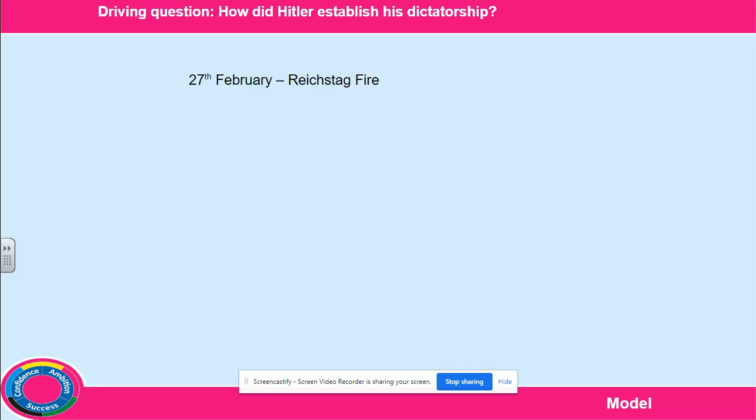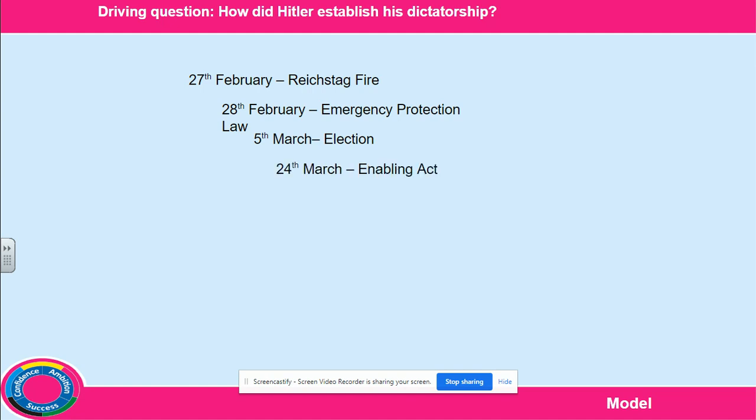The first event is the Reichstag Fire, where the German parliament burned down. The communists were blamed for the fire and Hitler was able to ban them. Due to the Reichstag Fire, Hitler was able to ask Hindenburg for emergency powers, allowing him to deal with Germany's problems. March is where Hitler really began to secure his power. First, he held another election where the Nazis became the most popular party. Then, at the end of March, Hitler passed the Enabling Act, which allowed him to make new laws without the need for the Reichstag's permission.